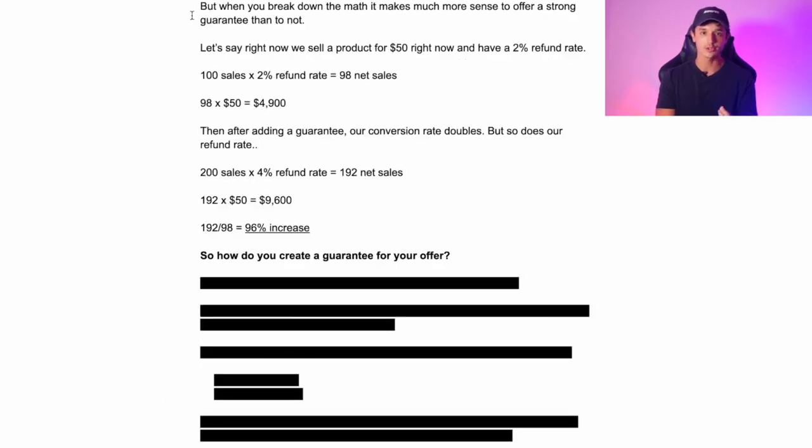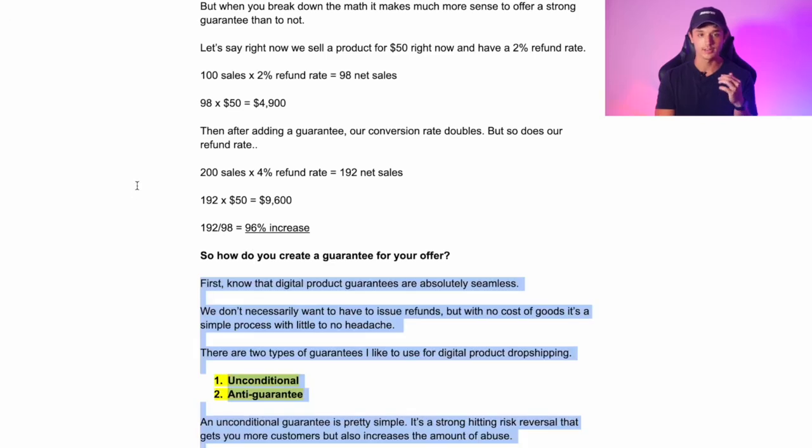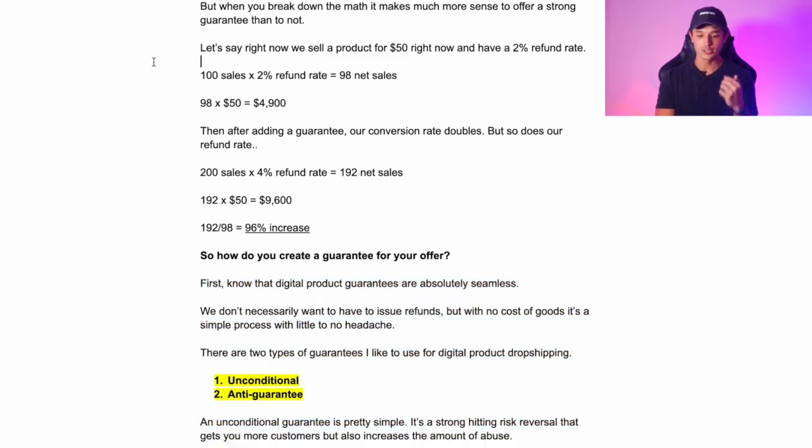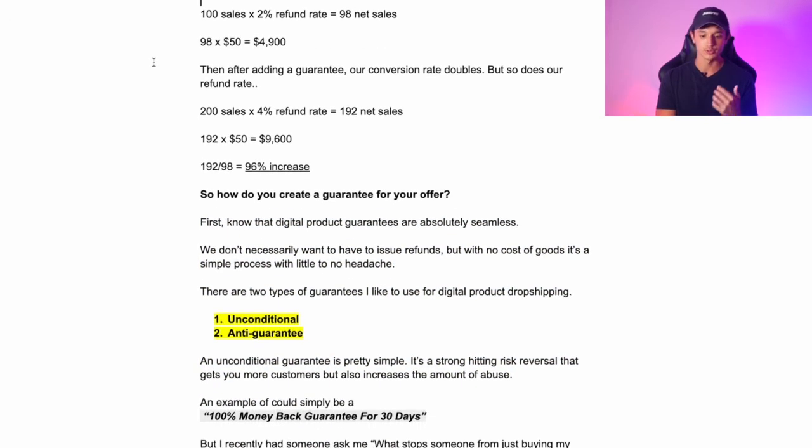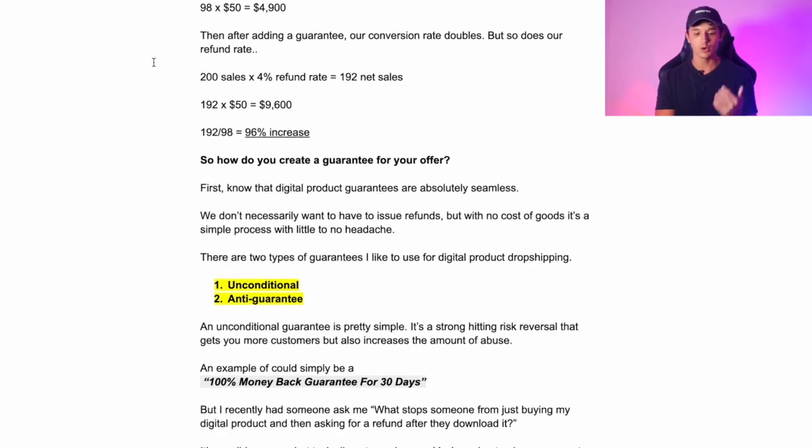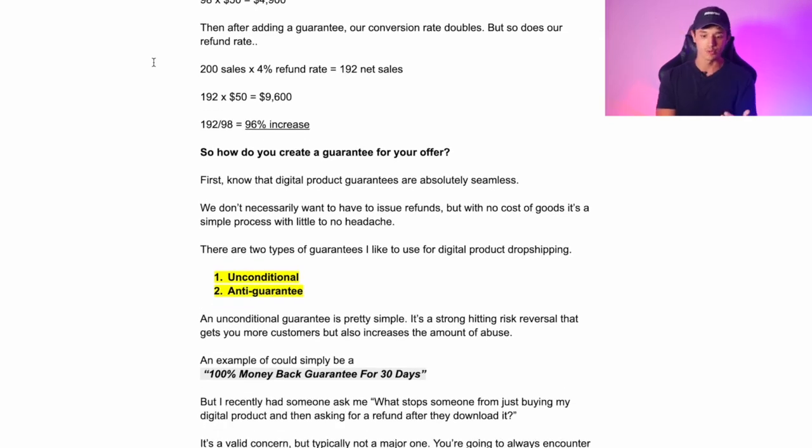So now, how do we actually create a guarantee for our digital product? And the first thing I want to say is that digital product guarantees are absolutely seamless because we don't necessarily want to have to issue refunds, but since we have no cost of goods at the end of the day, it's a simple process with little to no headache, compared to some type of product or service with a very strong guarantee that has also a high cost of goods. This could be extremely painful and something you wouldn't want to do.